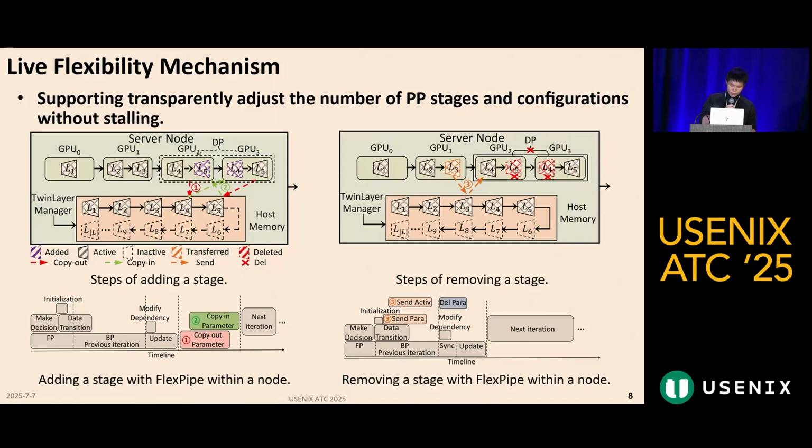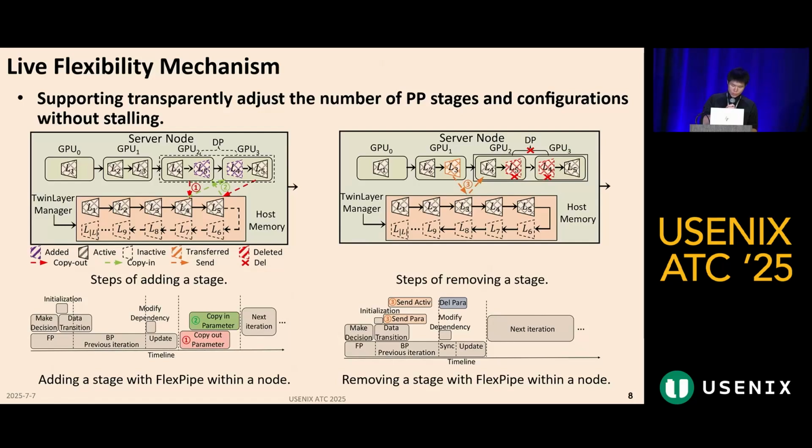As shown in the left figures, when adding a PP stage to mitigate memory pressure from longer sequences, new DP instances are introduced. Initialization steps for PP and DP are executed, overlapped with data transition. After backward propagation, updated parameters are sent to duplicated layers in host memory, and new parameters are copied in a pipelined manner for the next iteration.